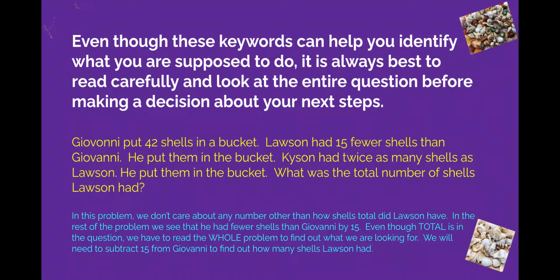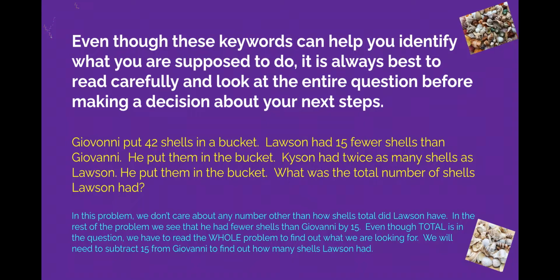Giovanni put 42 shells in a bucket. Lawson had 15 fewer shells than Giovanni. He put them in the bucket. Kyson had twice as many shells as Lawson. He put them in the bucket. What was the total number of shells Lawson had?